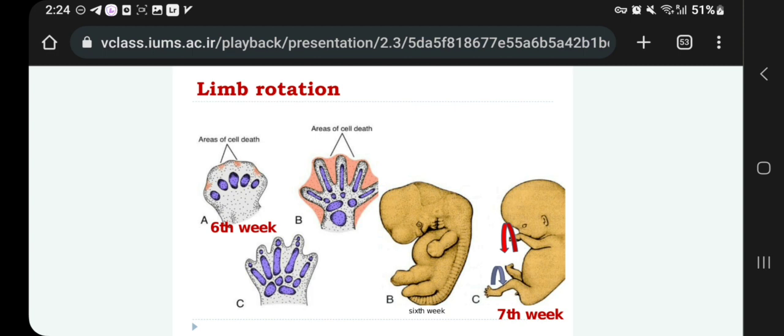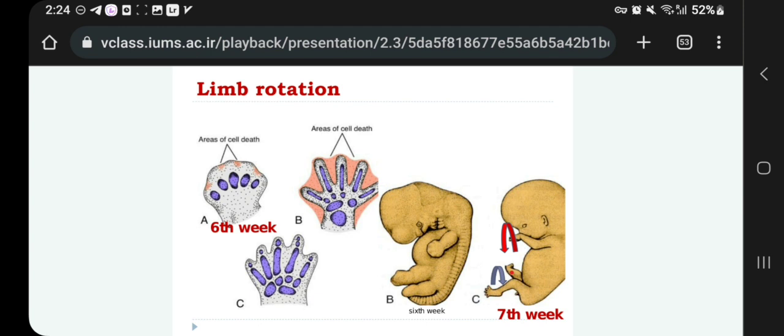So, in the fourth week, we have a limb bud. In the fifth week, we have a limb bud. In the sixth week, we have a foot plate and a hand plate, and start the cartilage modeling. Start the forming of the cartilage. And in the seventh week, we have a rotation, and start differentiation of muscles. That's important.